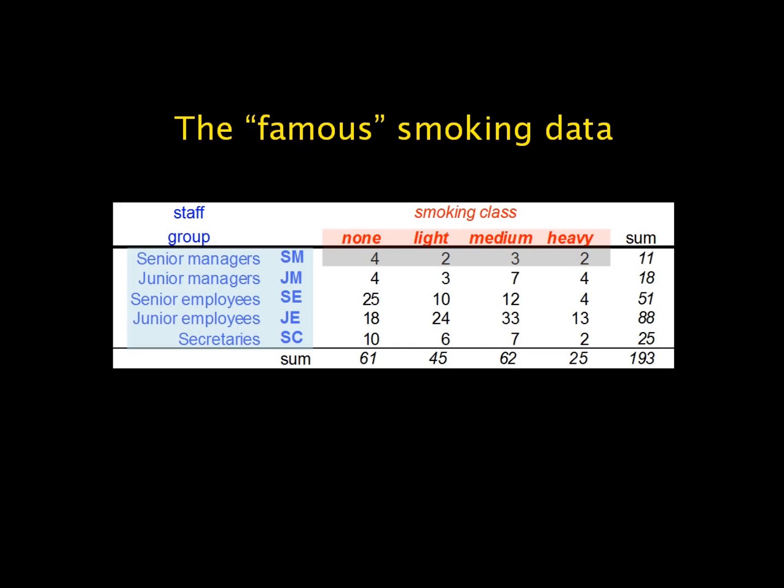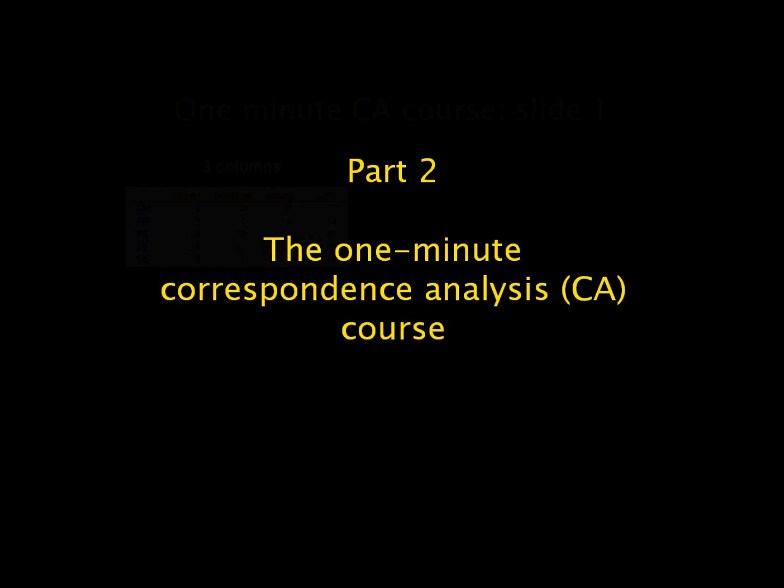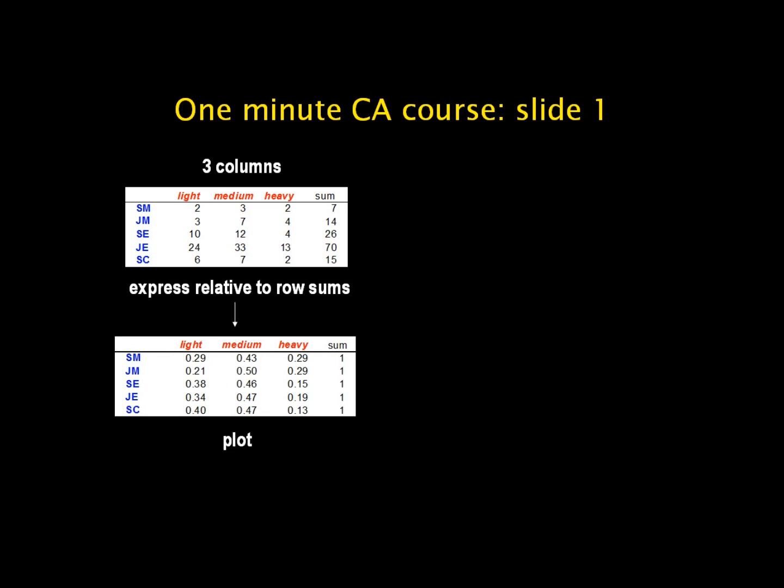and so on. Now, thanks to the use of dynamic graphics, I can explain the basic geometry of correspondence analysis in 1 minute, which is what I will do now. First, let's omit the non-smoking column and consider the simpler problem of the 3 smoking categories only. Each row of 3 counts is expressed relative to its total, giving positions of the staff groups in 3 dimensions.